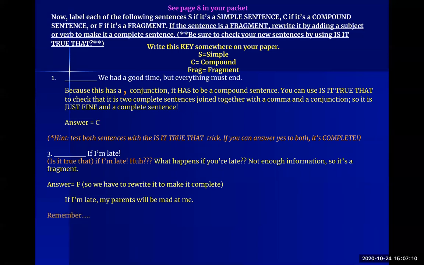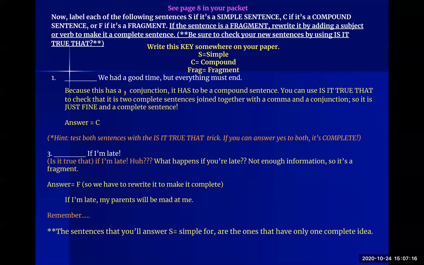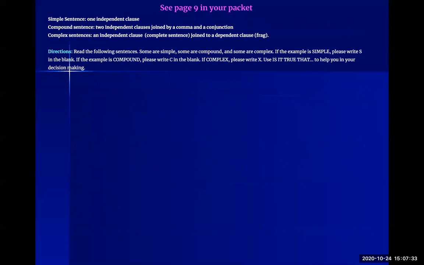The ones that you're going to answer simple for are going to be complete sentences that just talk about one idea. So your answers for page 8 in your packet are either going to be an S, a C, or a frag. You also are going to finish that page for homework tonight, and I'd like you to look at page 9 in your packet.